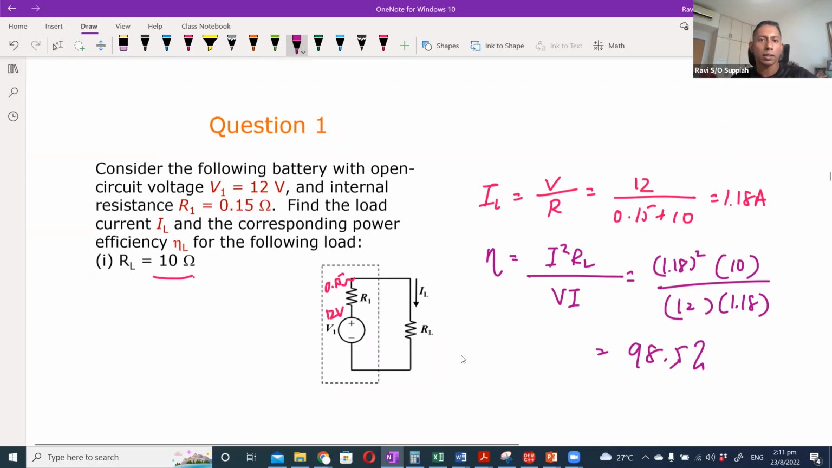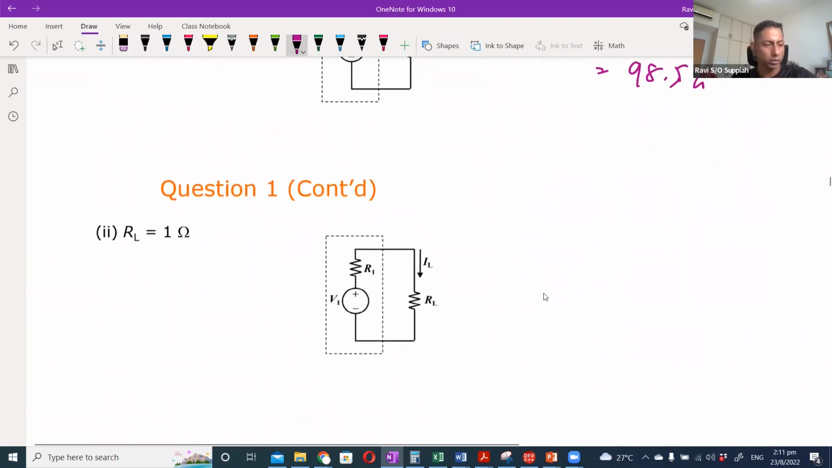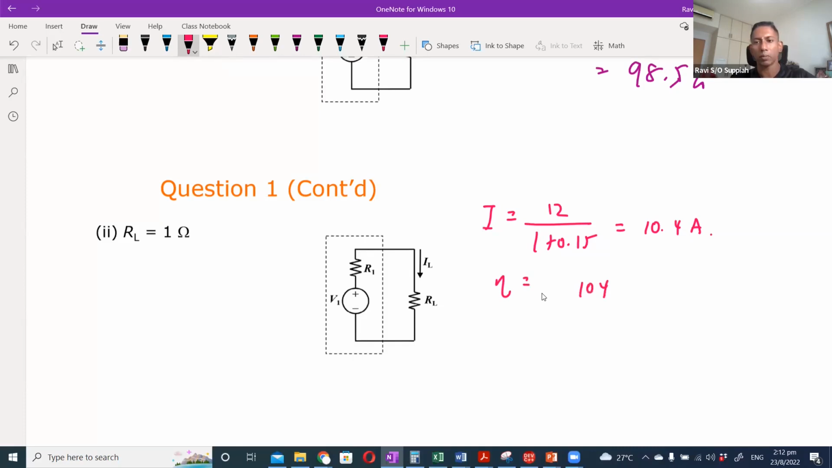Now the same question, but with a load resistance of 1 ohm. The calculations will still be the same. So the current will be 12 over 1 plus 0.15, which should be 10.4 ampere. And the efficiency will be 10.4 square multiplied by 1, over 12 times 10.4, which will give me 87%.